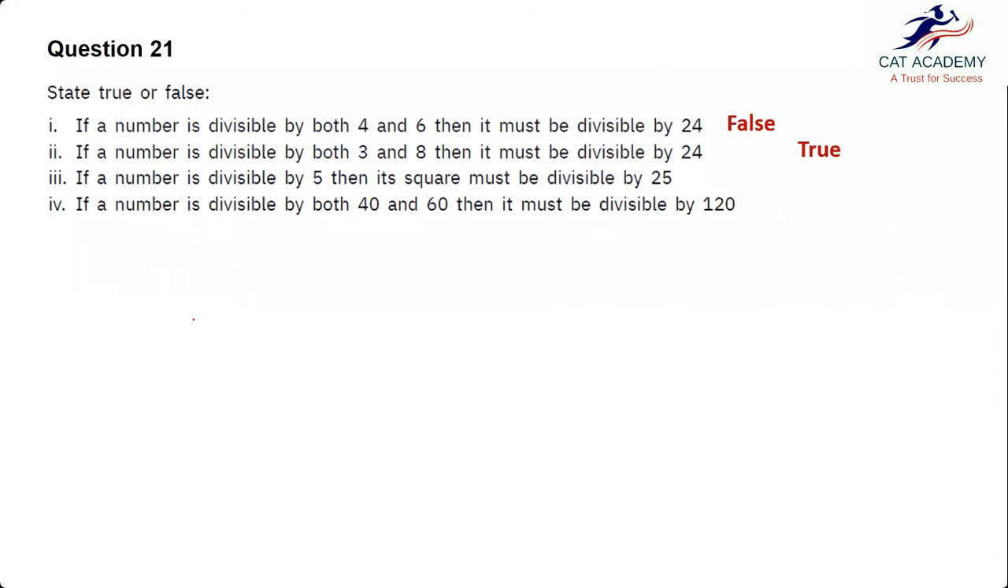Because if I say the number is divisible by 5, let's assume 5k. When multiplied by another 5k, I get 25k square. So it is divisible by 25 then. Right?